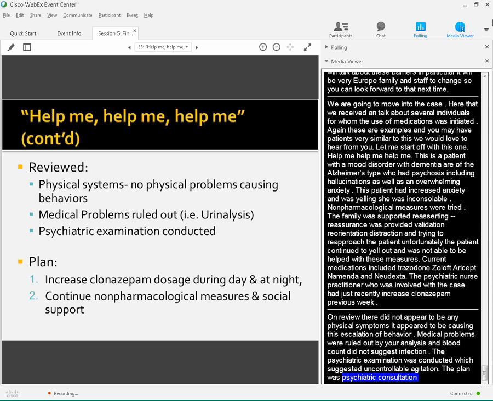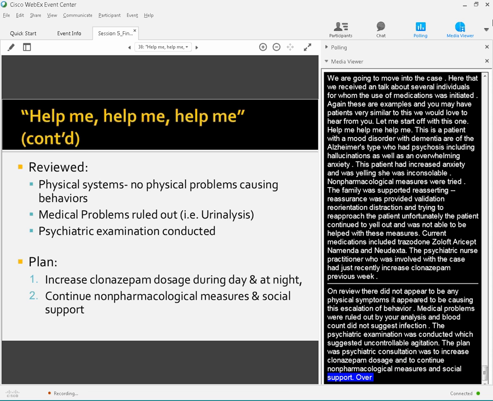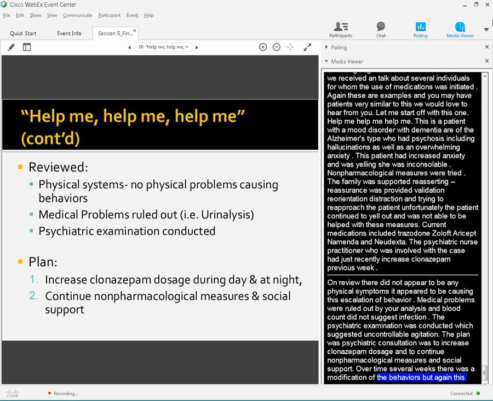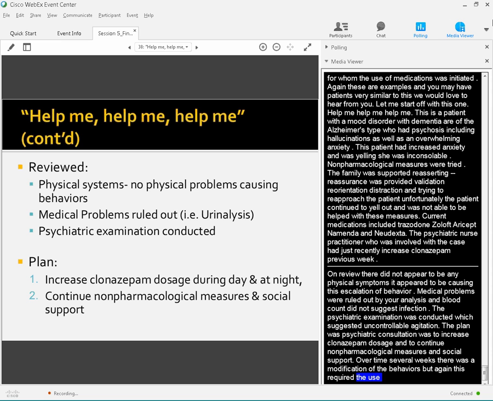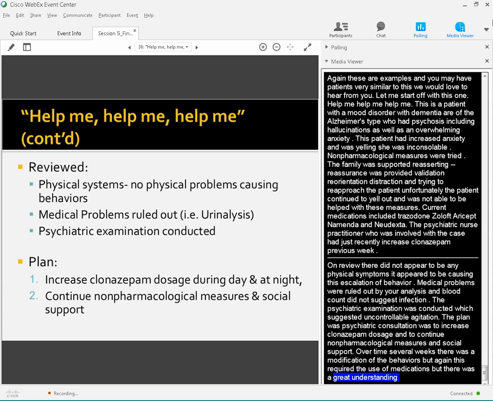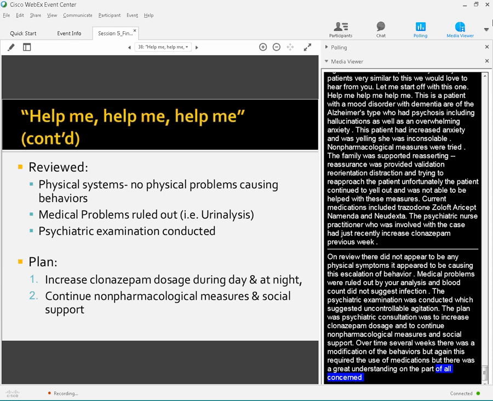Over time, and it took several weeks, there was a modification of the behaviors, but again, this required the use of medications, but there was a great understanding on the part of all concerned about the importance of continued non-pharmacologic measures to help maintain a quality of life and comfort level for this individual.